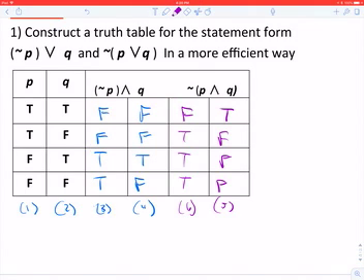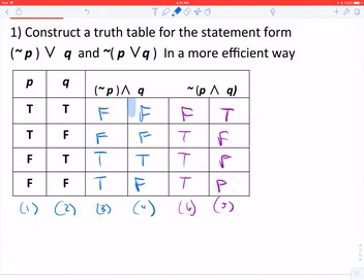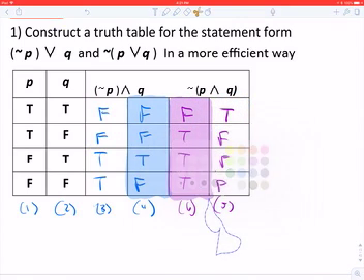So the final column for the first one is this column 4. And then the final column for the second one, I'm going to just copy this. Is this one. Notice that they are not the same.